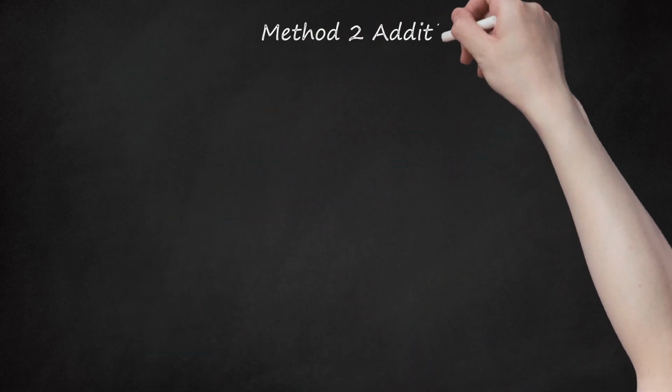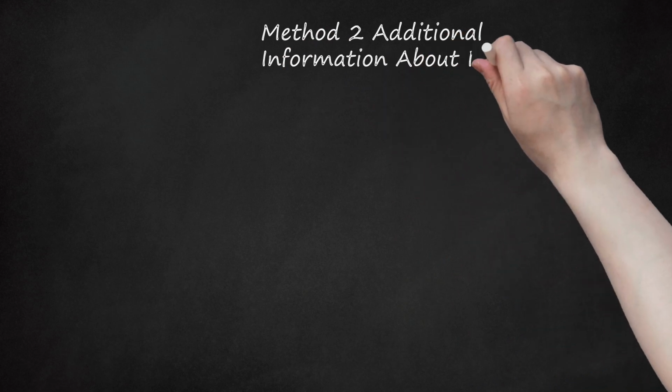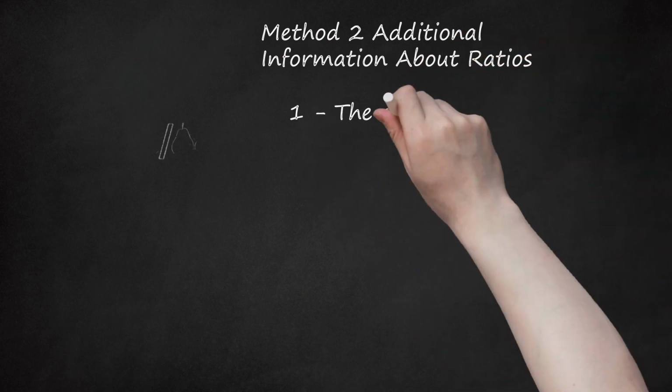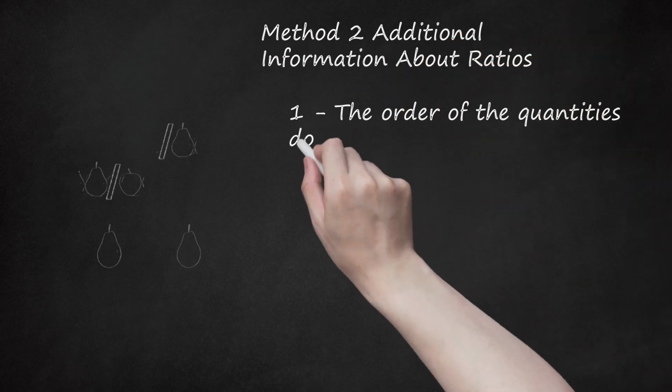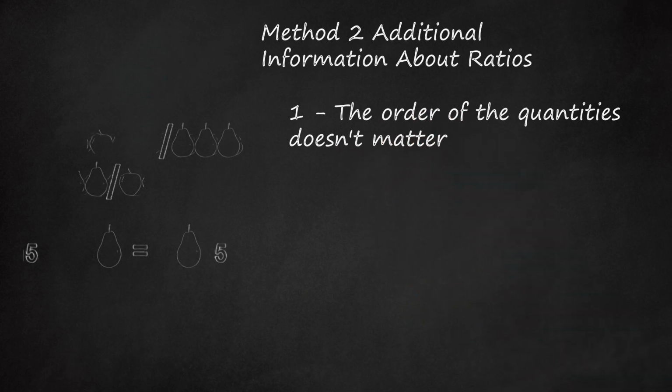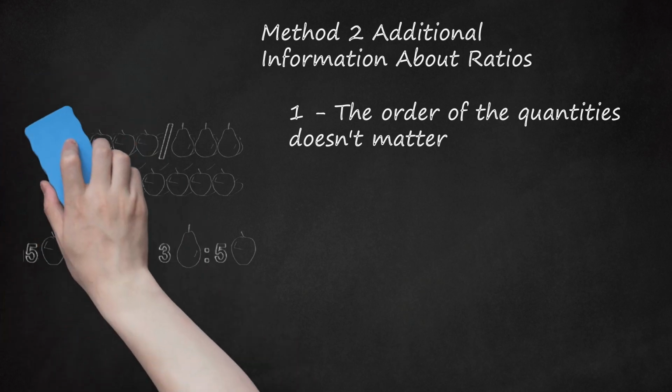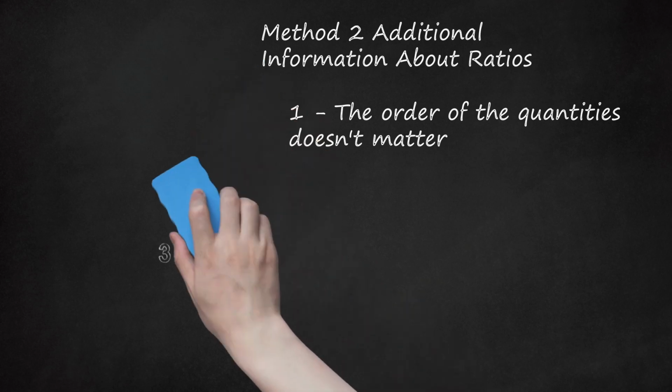Method 2. Additional information about ratios. 1. The order of the quantities doesn't matter. The ratio simply represents the relationship between two quantities. 5 apples to 3 pears is the same as 3 pears to 5 apples. Therefore, 5 apples to 3 pears equals 3 pears to 5 apples.